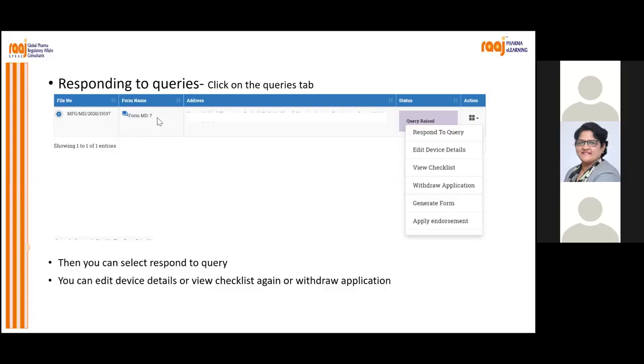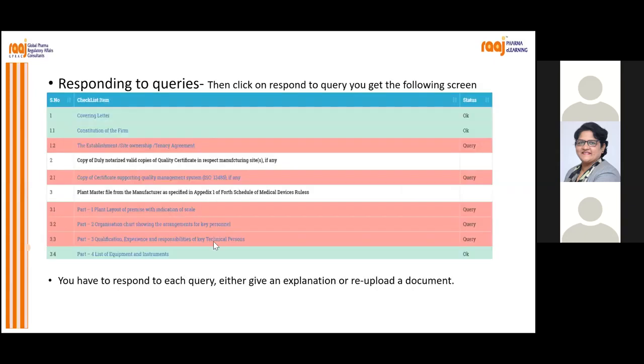Then this option will come. You can see over here, this is the file number, then form name. I have blanked out the company name over here. What you can see: respond to query, edit device detail, view checklist, withdraw application, and generate form, apply endorsement. Those are other options. If you select respond to query, you can go and see what queries they have raised. So now this is responding to a query.